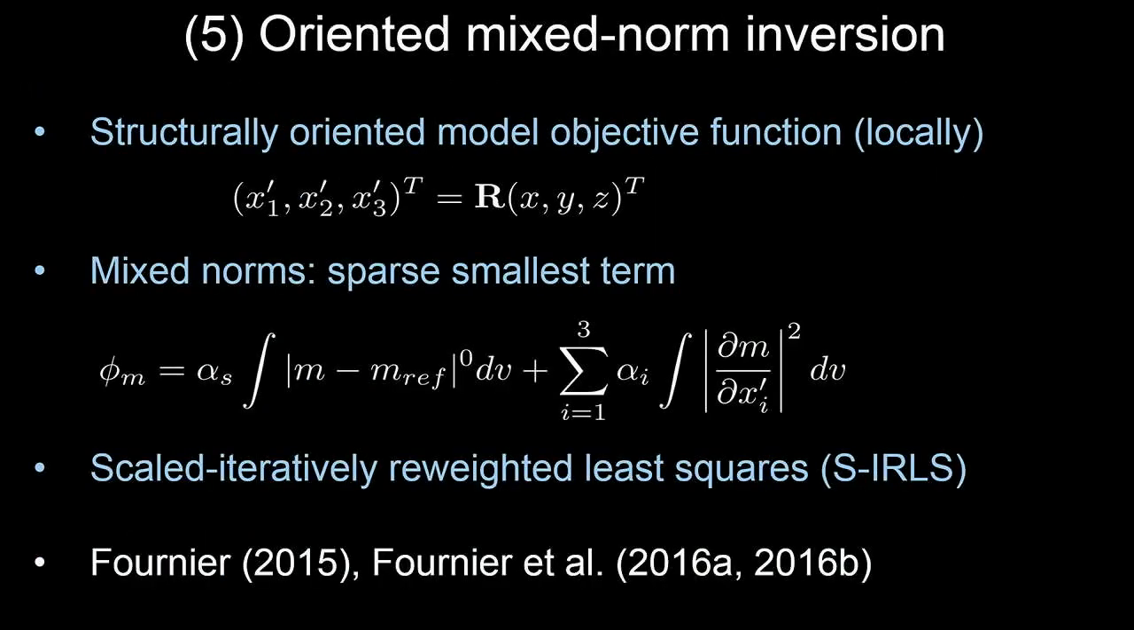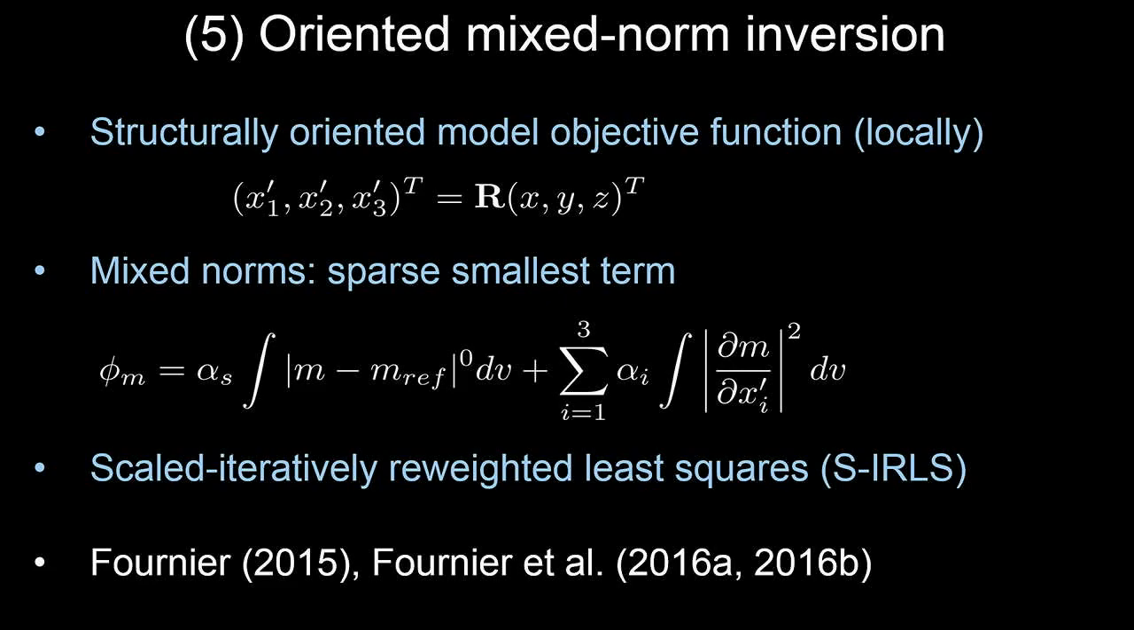The fifth one was done by Dominic Fournier, Doug's PhD student. I think he's still finishing that. This is by far the most comprehensive single body of work on remanent magnetization. They use a structurally oriented objective function by doing a local rotation of the coordinate system.